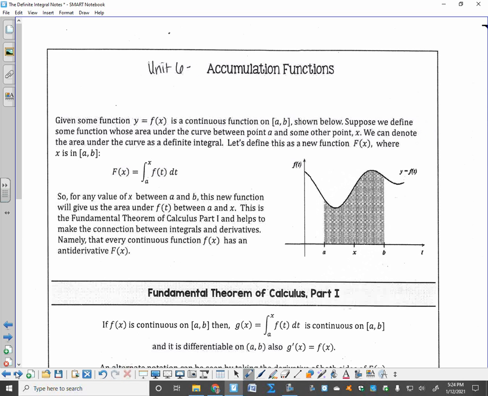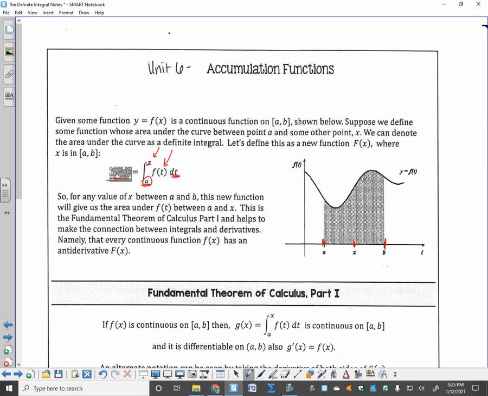All right, so I've got this function whose area is from A to B. But now I want to define it as A to x. So I'm going to redefine this new function, capital F of x, from the same starting point to a new ending point, and I'm going to change it to f of t dt. So for any value x between a and b, this new function will give us the area under f of t between a and x.